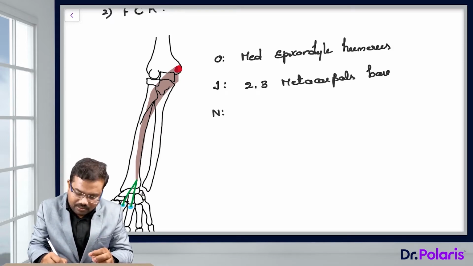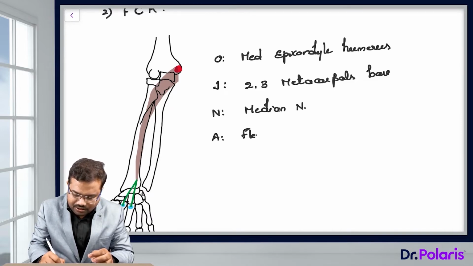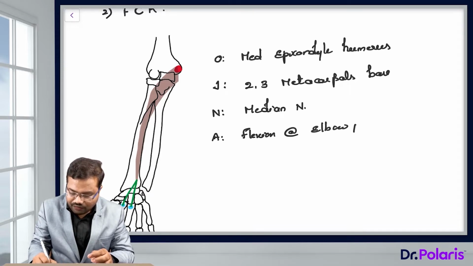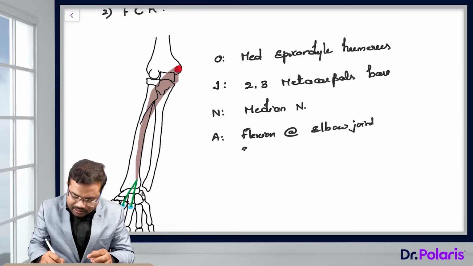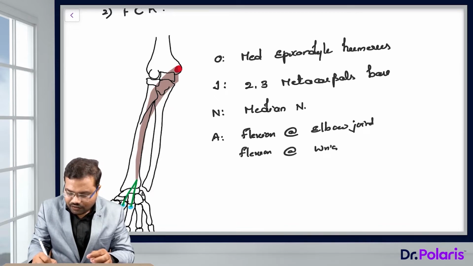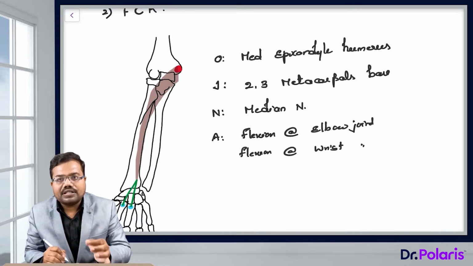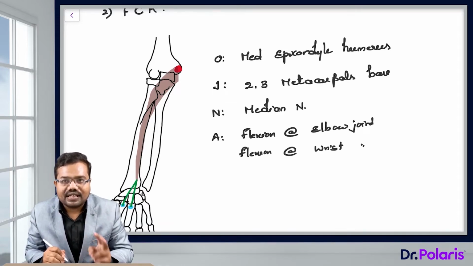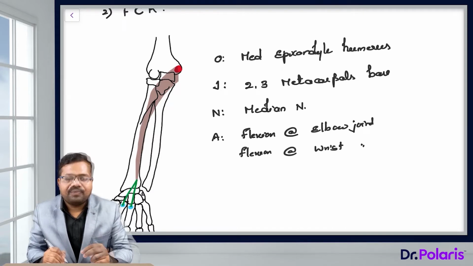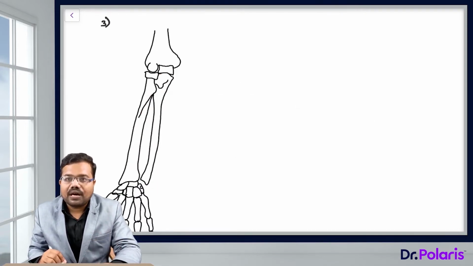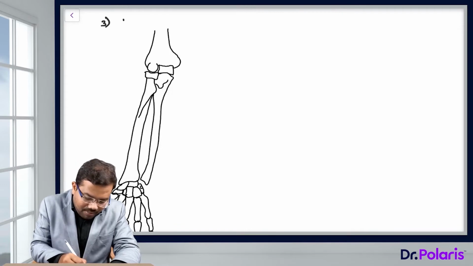And the supply will be by the median nerve again. And the action is flexion, both at the level of the elbow joint because it is crossing the elbow joint in the front side, and it also crosses the wrist joint, so it causes flexion even at the wrist joint. Those are the actions of flexor carpi radialis, the second muscle in the superficial compartment. The next muscle in the superficial part that we will be discussing is Palmaris longus.